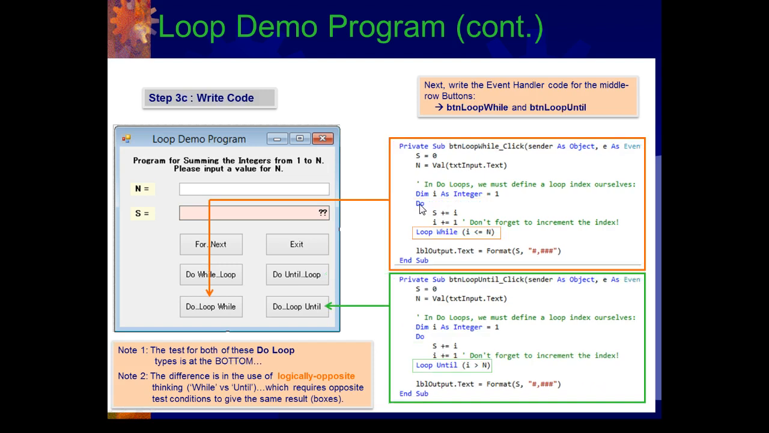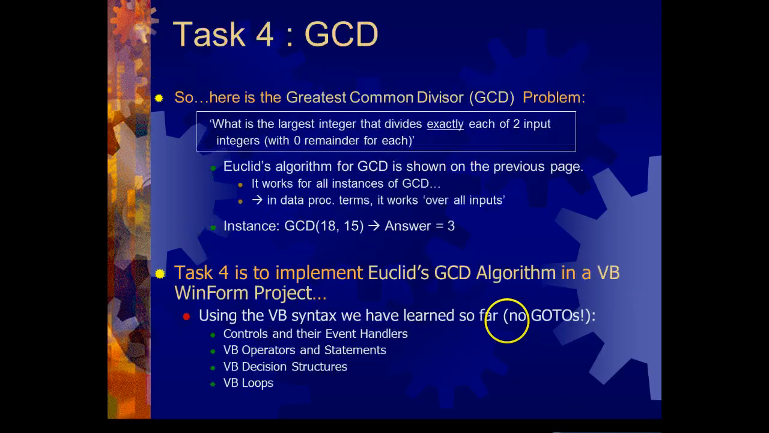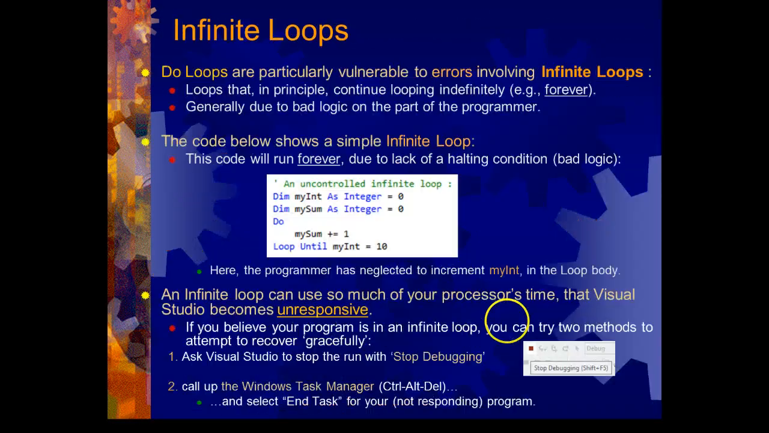If you do get an infinite loop, you can do certain things to get out of it. One thing you can do is ask Visual Studio to stop the run with the stop debugging button. Okay, you can try that. And if that doesn't work, in Windows you can always use Control-Alt-Delete. That'll bring up the task manager and you can force the program to quit.